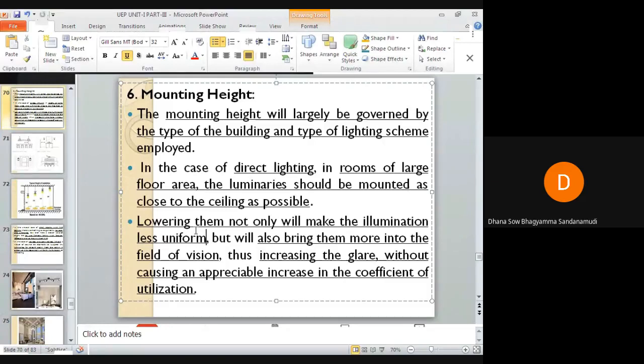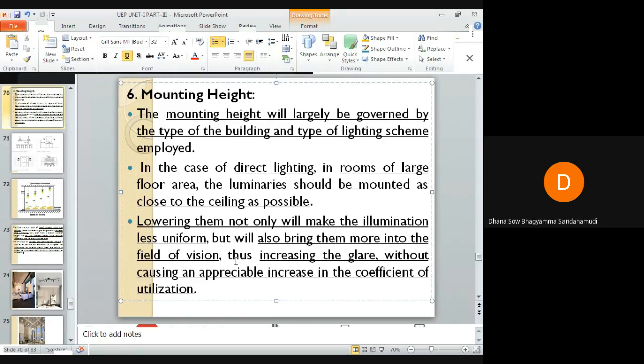So the mounting height will depend on what type of building in which you want to mount the lamp and what type of lighting scheme you want to employ. It can be a house or industry or office or a college like this. So the mounting height will always depend on the type of building and the type of lighting scheme that is to be employed.